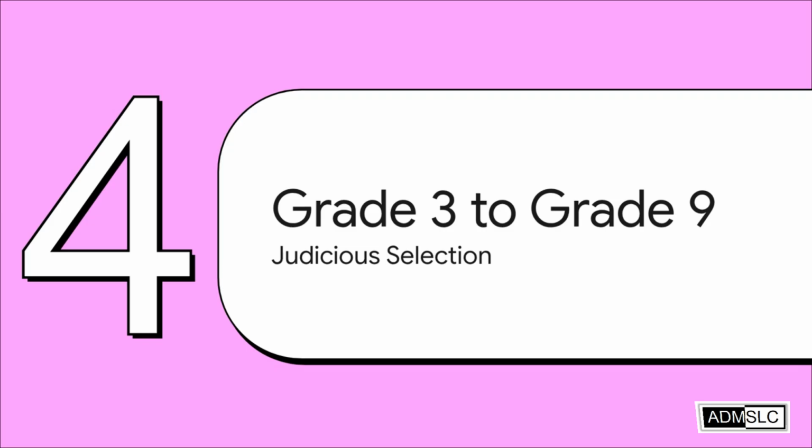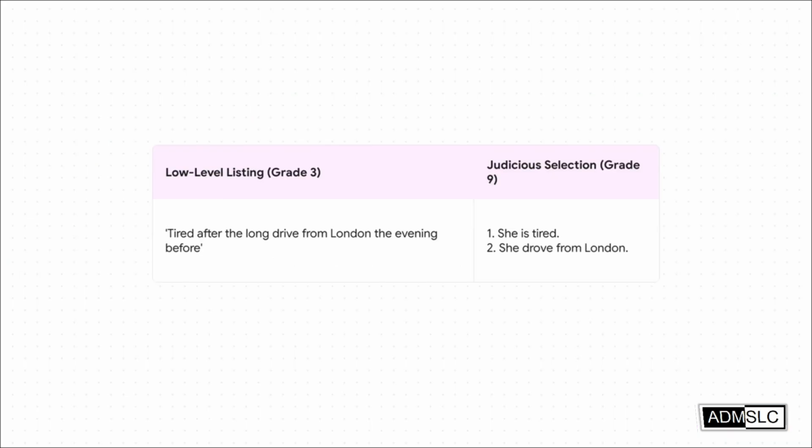This right here. This brings us to the key difference between a grade 3 and a grade 9. It's a skill examiners have a special name for: judicious selection. And it all comes down to how you pick out and write down your points. This slide shows what I mean perfectly. On the left, you've got low-level listing. That's just copying a whole clunky sentence. But on the right, that's judicious selection.